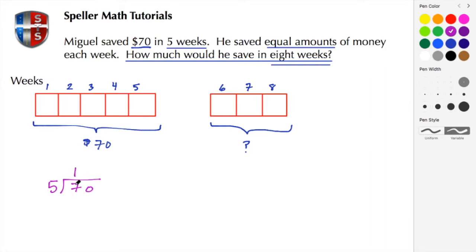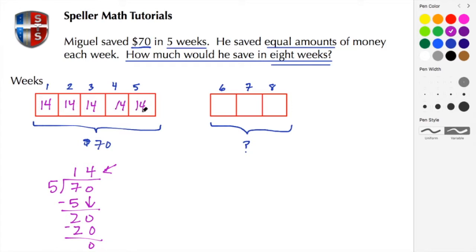5 goes into 7 one time. 1 times 5 is 5. We do our subtraction. 7 minus 5 is 2. And then we bring down the 0. Now we have 20 divided by 5, which is 4. And then 4 times 5 is 20. We do our subtraction, and we see there's nothing left over. So here we see that he saved $14 each week. So let's place a 14 in each one of these boxes here.